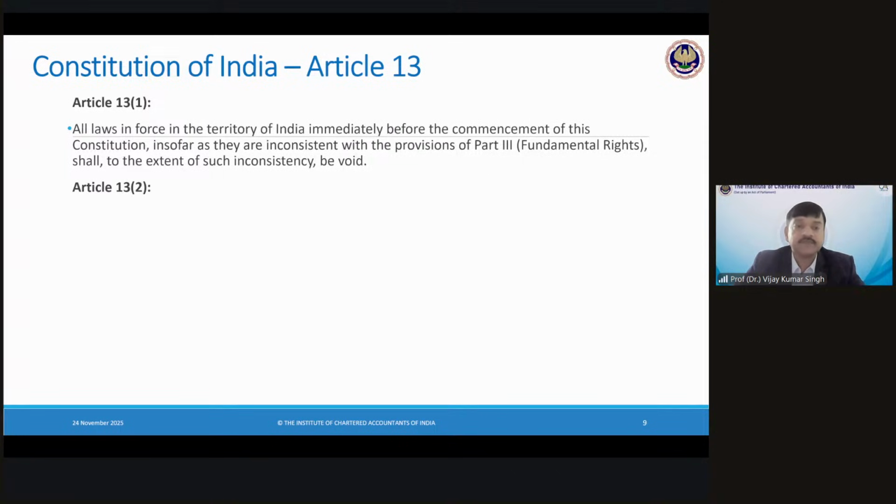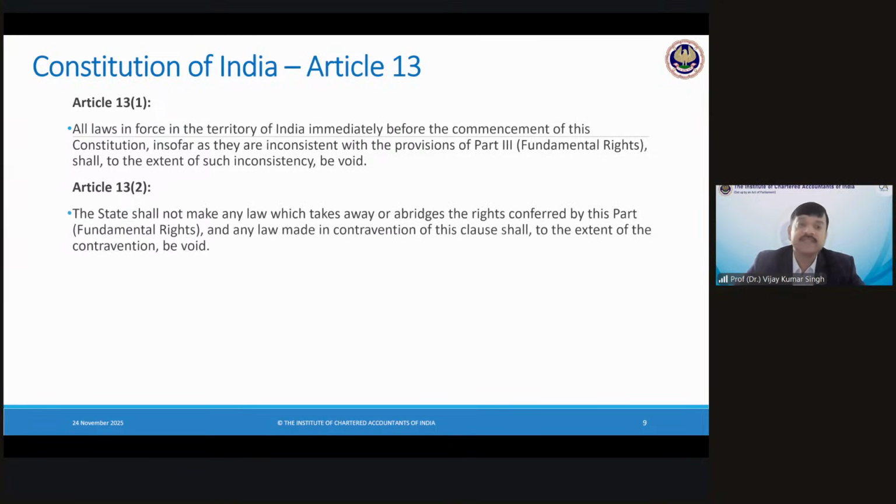However, Article 13(2) says the state shall not make any laws. So it is trying to say two kinds of things. One is if there is some law which is made already and it is inconsistent with Part 3 of the Constitution, that is fundamental rights, it will become void to that extent. Second, it gives an obligation on the state that they should not make any law which is abridging or breaching the fundamental rights of the people.